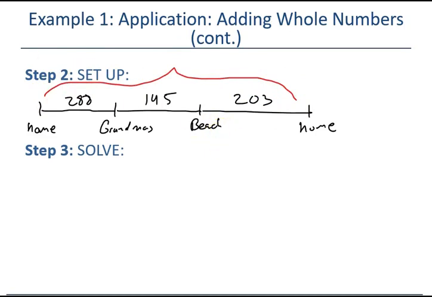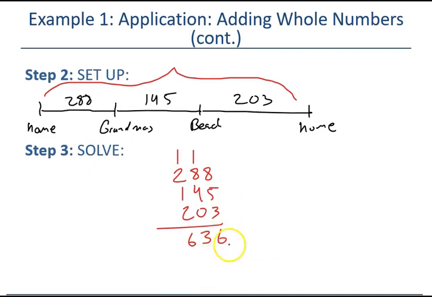What we're looking for is how far all of this is. So we'll just add everything up. We're going to take the 288, the 145, and the 203, and add all these up. 5 and 3 is 8, 8 and 8 is 16. We'll carry the 1. 8 plus 4 is 12, plus 1 is 13. Carry the 1 again. We've got 2 plus 1 is 3, plus 2 is 5, plus 1 is 6. And there we go. Her total miles that she drove was 636 miles.